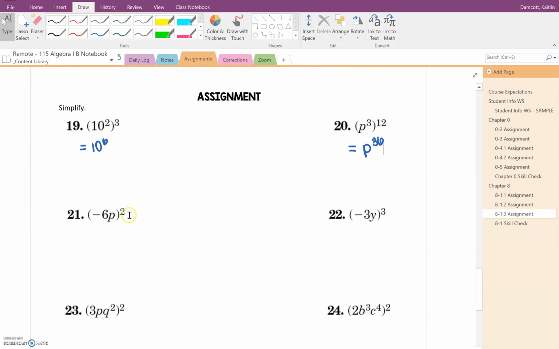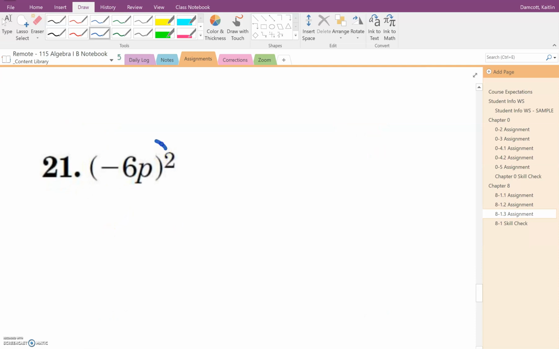In the next one, it appears that we have products that we are raising to a power. So we need to distribute that exponent to both of these factors. So we're going to have -6 squared and p squared. Now, -6 times -6 is going to be a positive 36.